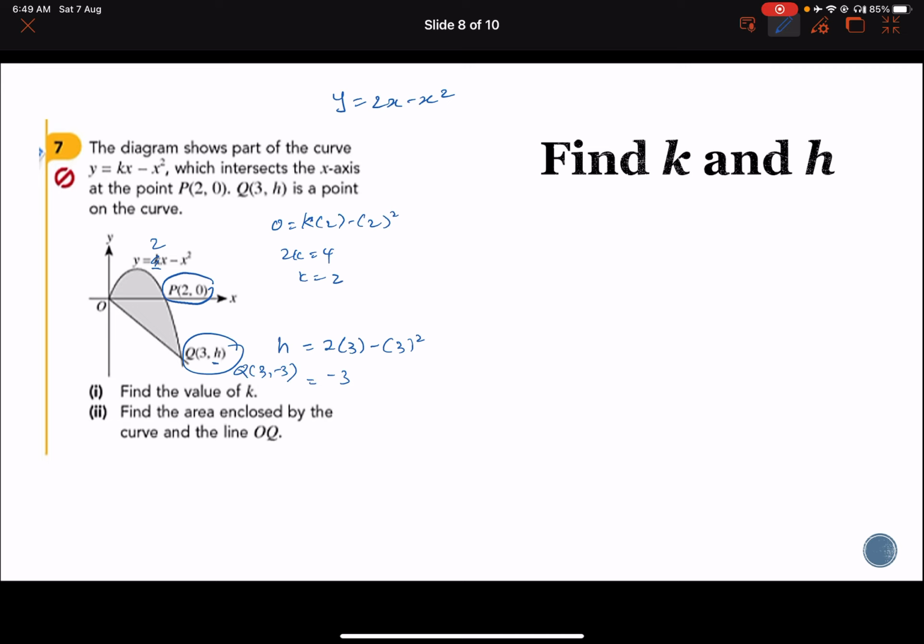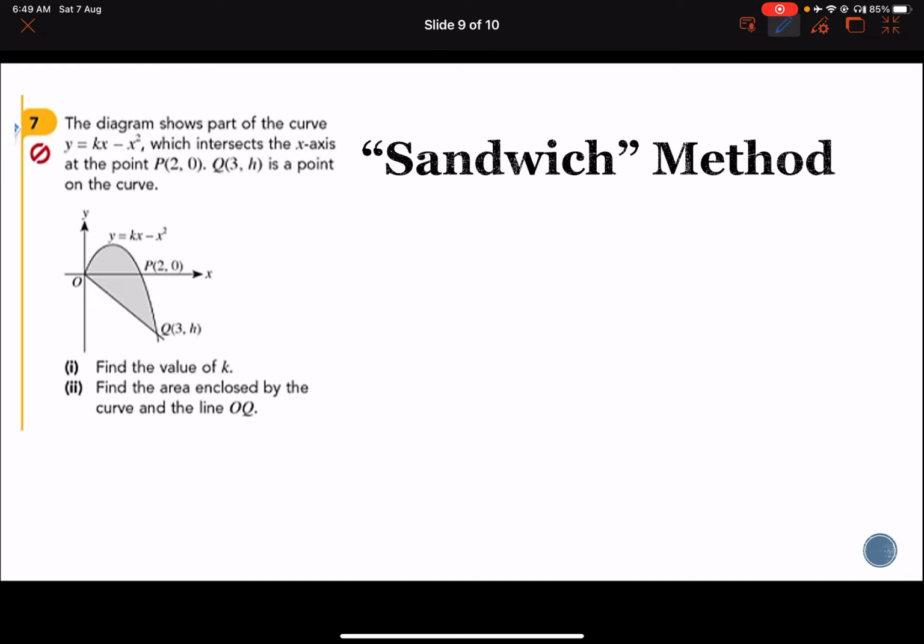Can you remember that? Now going back to this question, we already know this is 2 and this is negative 3. Using the sandwich method, we don't have to worry about minusing anything. We just need to know that we have the curve and the line. I'm going to draw again in a different color. The top part, which is green, will be this one here, which we're going to call equation 1. Then this one here is the bottom, and we'll call it equation 2.